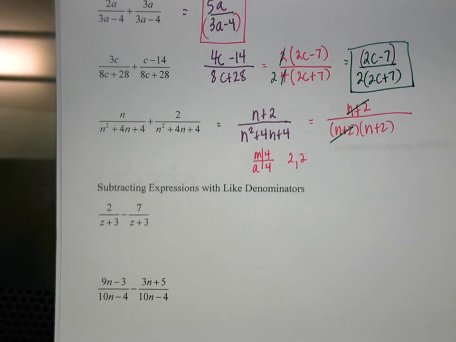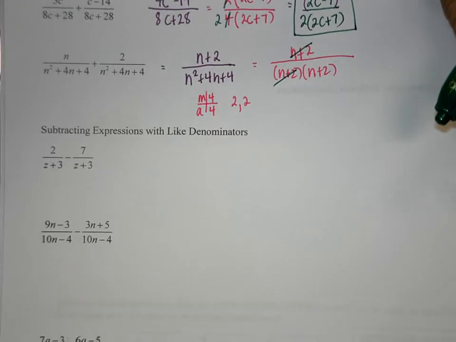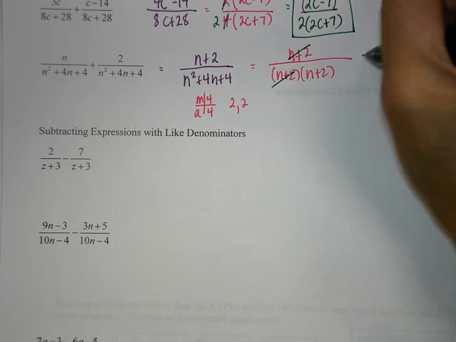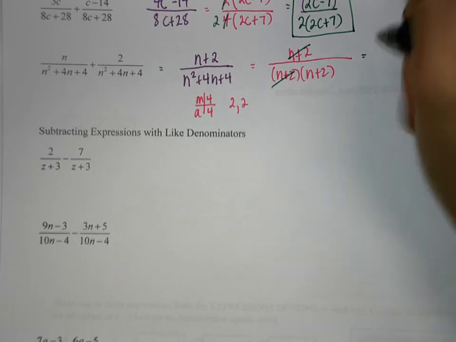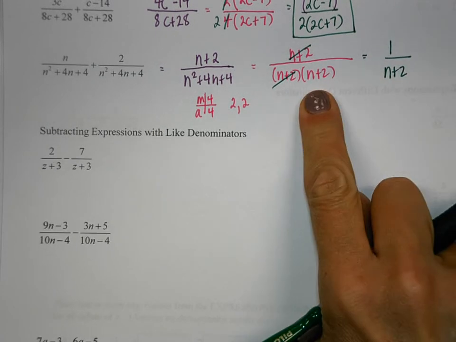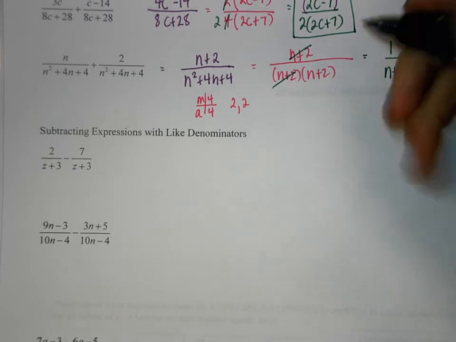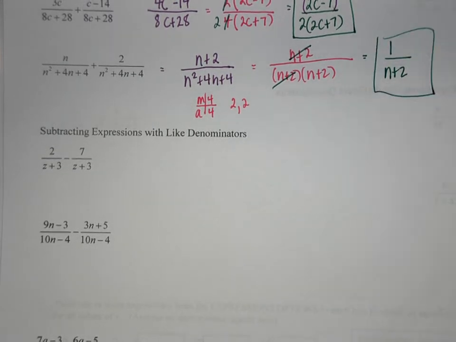And remember, we can only do 1 for 1. So only one of the n plus 2's can reduce. And so what is my answer going to be? Good. 1 over n plus 2. Make sure that if you have something left over and it's in the denominator, it stays on the denominator. If nothing's in the top, then there's actually a 1 there when you're reducing.